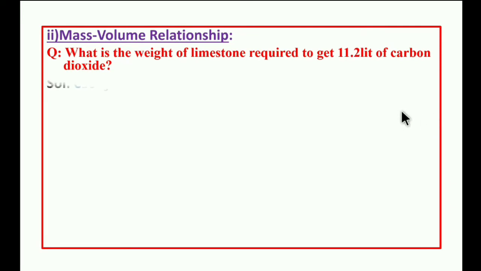So what is limestone? Limestone means calcium carbonate. On heating, calcium carbonate splits into calcium oxide and carbon dioxide. Here, what is the weight of limestone required to get 11.2 liters of carbon dioxide? That means to get 11.2 liters of carbon dioxide, how much CaCO3 limestone do we have to take? That we have to calculate in this problem.